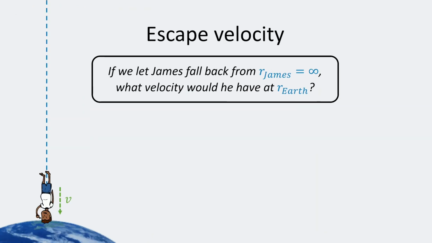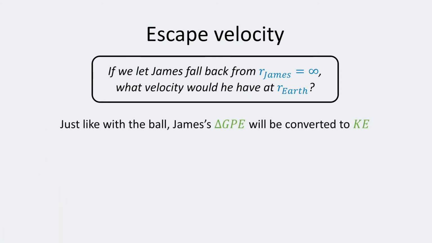Now we can ask ourselves an interesting question. If we have James infinitely far away from the Earth, and we let him fall back towards the Earth, what velocity would James have as he hits Earth's surface? Well, just like with the ball, James's change in gravitational potential energy in going from infinity down to Earth's surface will be converted into kinetic energy.